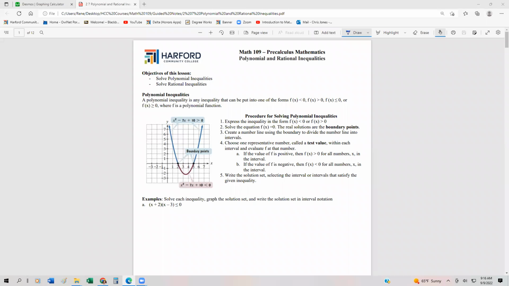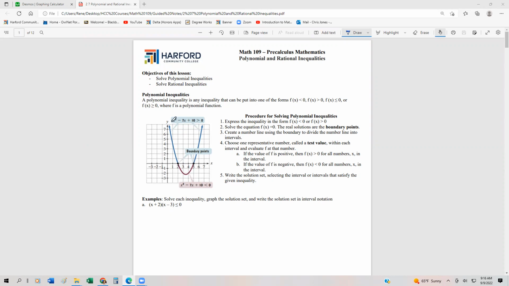In this final section of chapter 2, we're going to start taking a look at polynomial and rational inequalities. Those are literally the only objectives in this section: to be able to solve polynomial inequalities, and secondly, to take a look at how we solve rational inequalities. So what is a polynomial inequality?